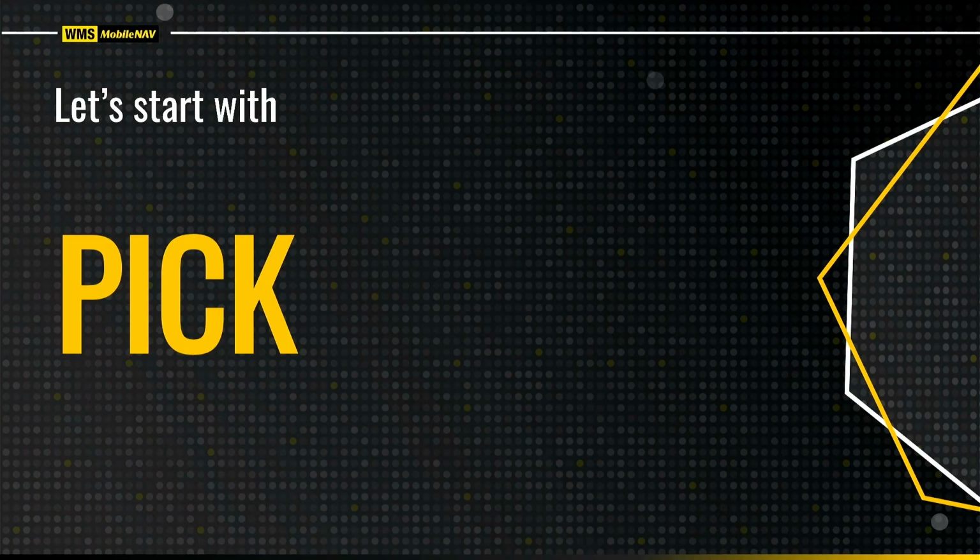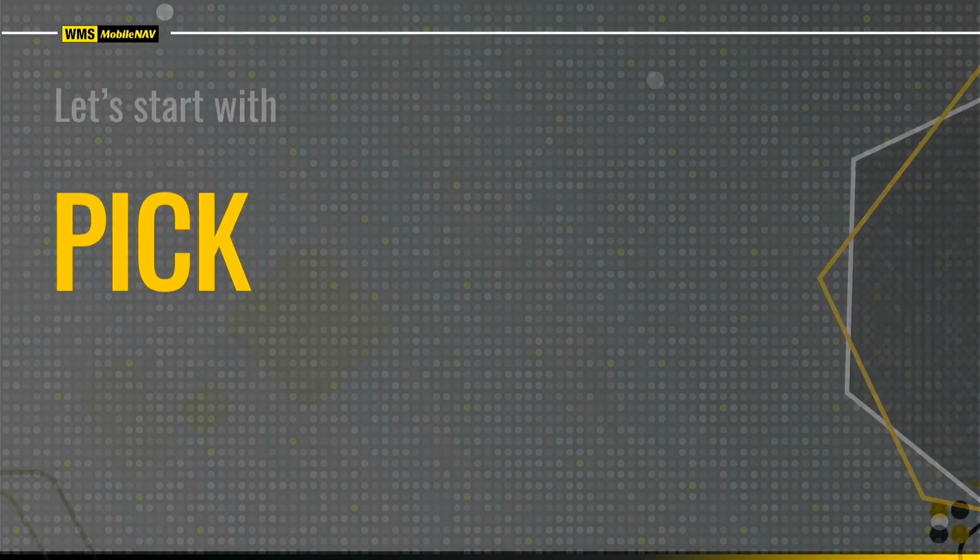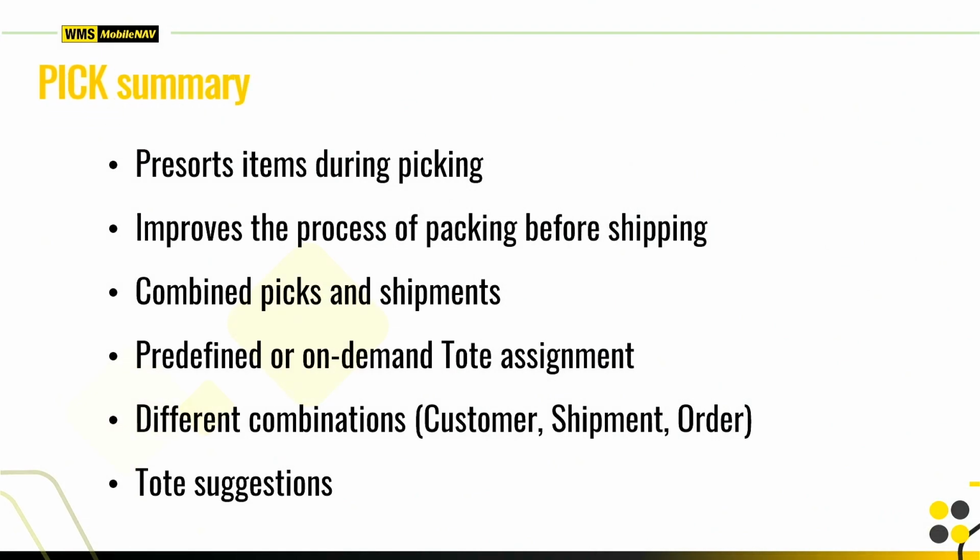Thank you, Tibor. Okay, so just to sum it up, we have completed the first step of the pick, pack, ship. What we've seen is that with our tote picking feature, we can very easily pick and pre-sort the items. So the next stage, the packing, will be much easier and faster. You can handle combined picks and combined shipments, and the tote suggestions further reduce the possibility of errors and help the end user select the correct tote during the tote picking process.